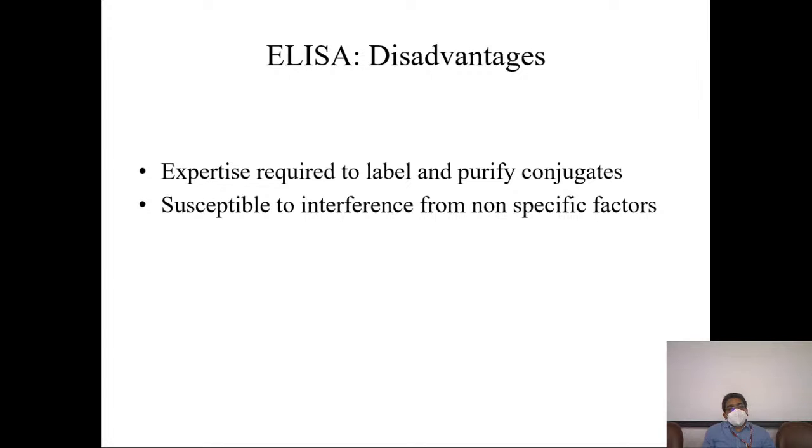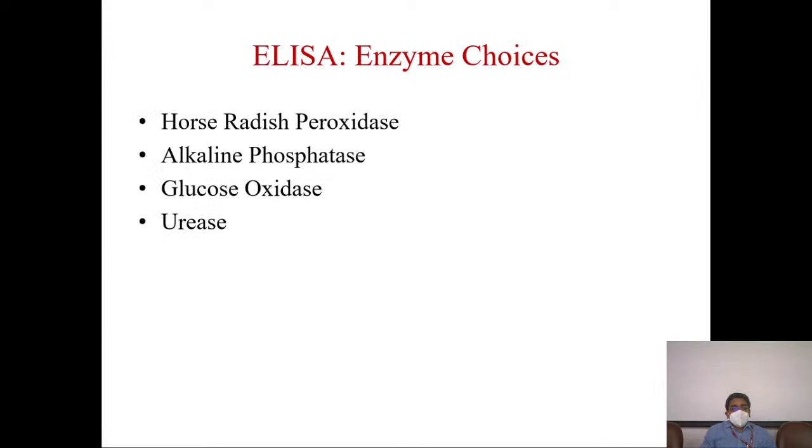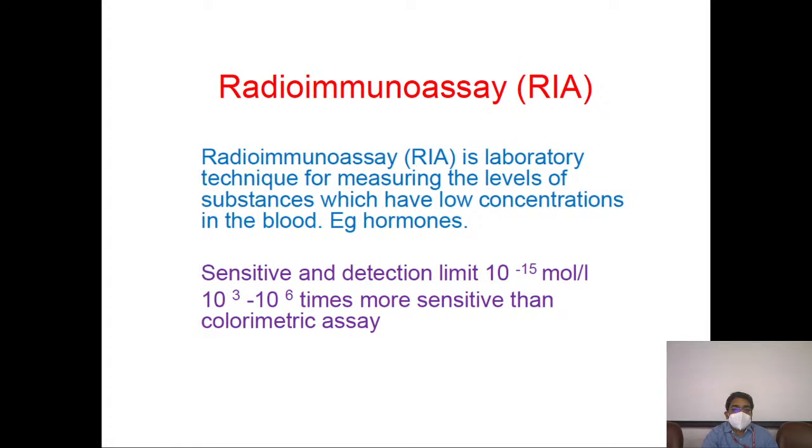But the disadvantage is that expertise is required to label and purify the conjugates, and it is susceptible to interference from non-specific factors like the person's ability and the degradation of reagents at a specific temperature. Different enzymes can be used. We have seen horseradish peroxidase, alkaline phosphatase, glucose oxidase, urease. These are different enzymes which can be used to tag the antibody for detection of substrate.